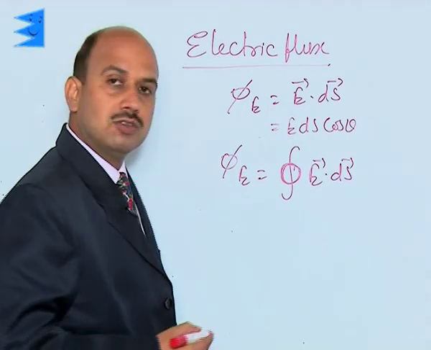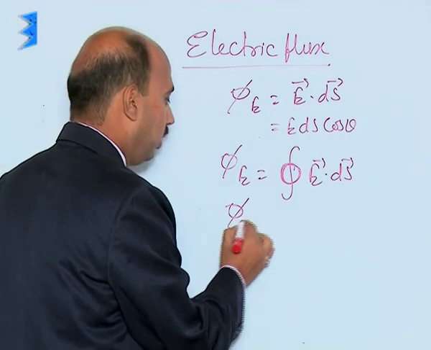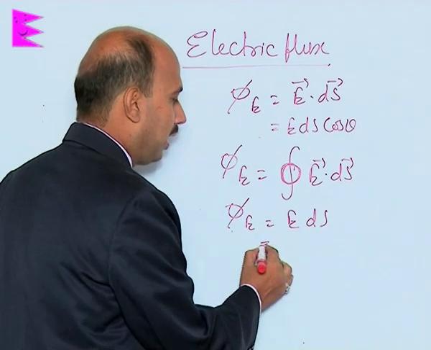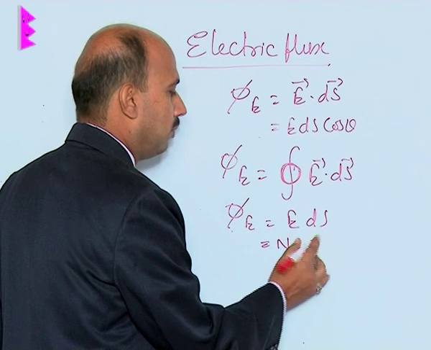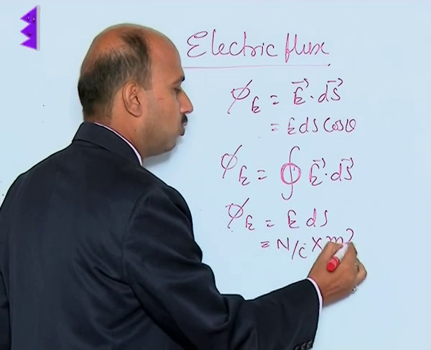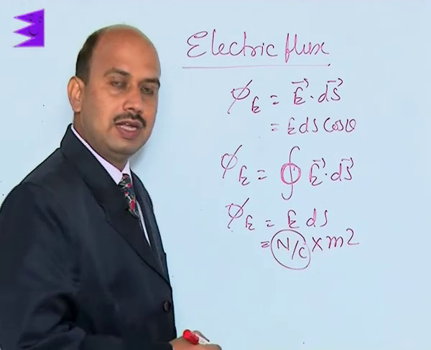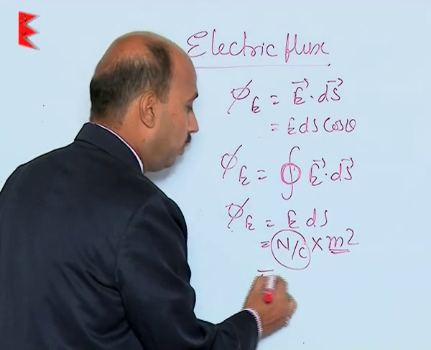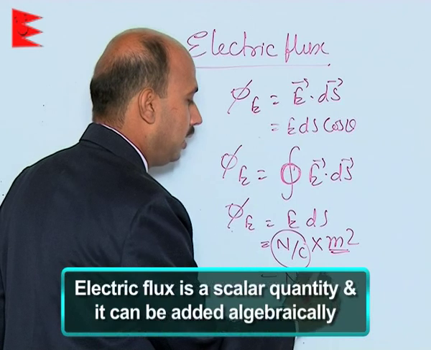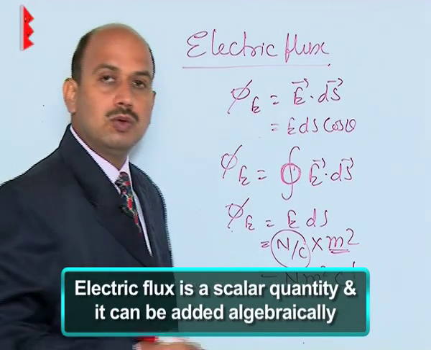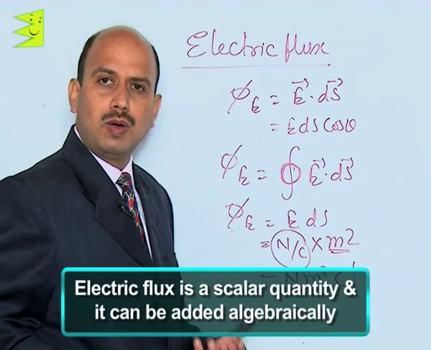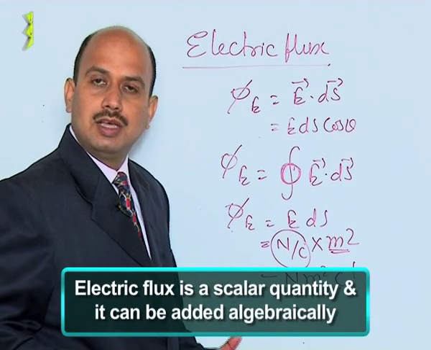The unit of electric flux can also be written. We know electric flux is equal to E dS. So we can write Newton per coulomb into meter square. This is the unit of electric field intensity and this is the unit of area. So we can write Newton meter square per coulomb. This is the unit of electric flux, and electric flux is a scalar quantity, so it can be added algebraically.